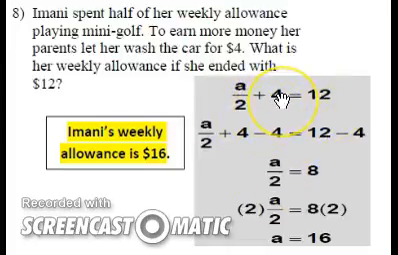So since we're adding 4, we want to take away 4 from both sides. And that's going to leave us with a divided by 2 on the left-hand side, and 12 minus 4 is 8 on the other. We want to get rid of that denominator, or we can look at it this way. Since we're dividing by 2, we want to do the opposite, which is multiply by 2. If we're multiplying this side by 2, we got to multiply that side by 2. So we end up getting A equals 16. So her allowance altogether was $16. Let's see if that works. 16 divided by 2 is 8. 8 plus 4 is 12.